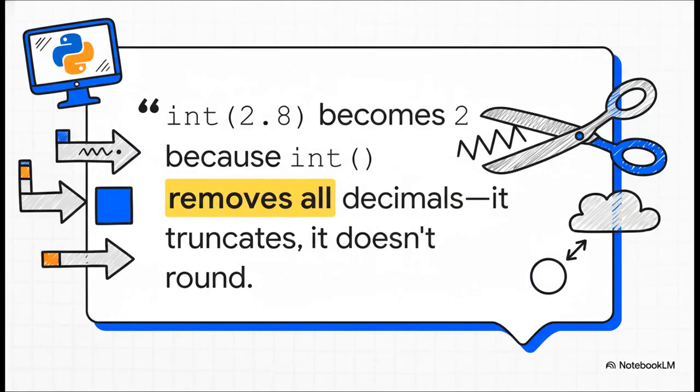And this right here is a super important detail. Did you see how int 2.8 became 2, not 3? That's because the int function doesn't round to the nearest number. It literally just chops off everything after the decimal point. We call this truncation, and it's a classic gotcha for programmers. So just remember, it cuts, it doesn't round.